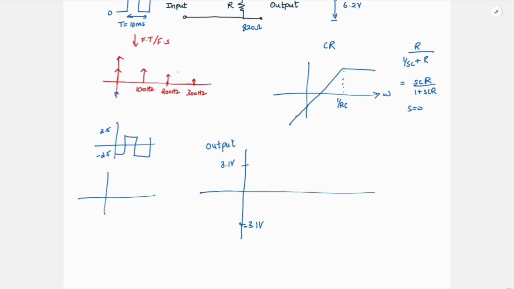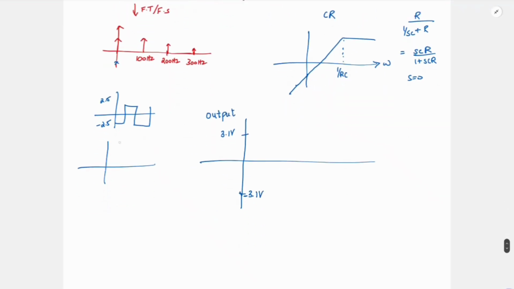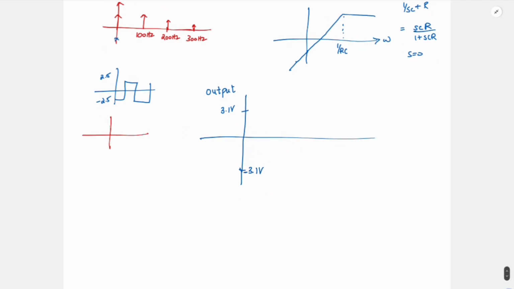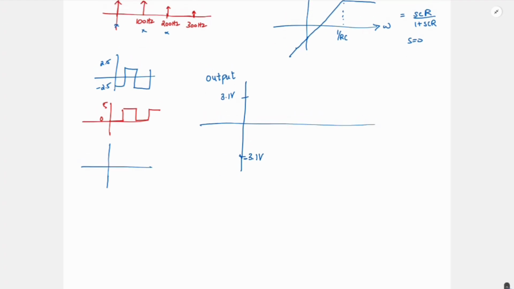Now let's say some of these low frequency components are also rejected. Then how will the waveform look like? So let us start from 0. Okay, I'll take an input. So according to this, my input is something like this, right? 0 to 5. Now let me draw the output for the case when, let's say, this 100 Hz and 200 Hz are rejected. Okay, then what will happen?